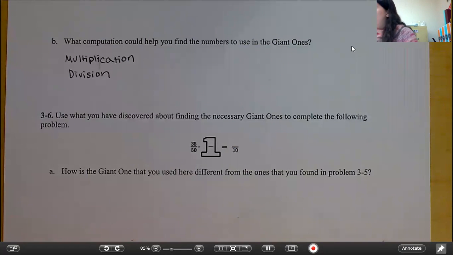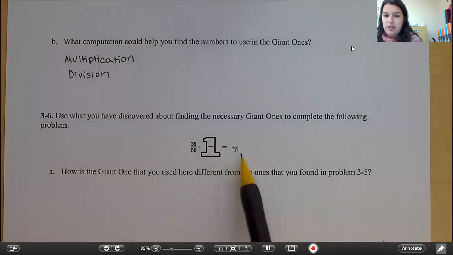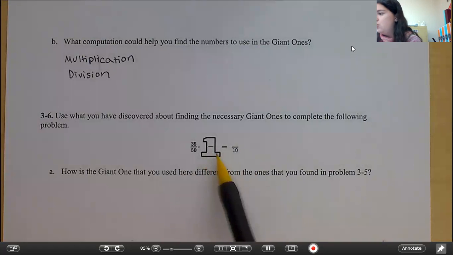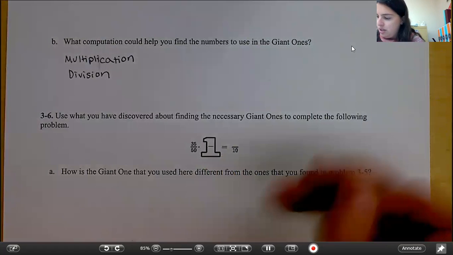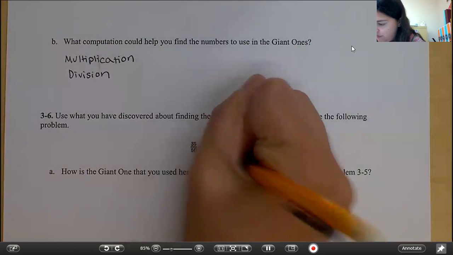Okay, so hopefully you could ask yourself, okay, 10 divided by 50 gives me what? Well, it's going to give you a fraction. So it should have given you 1/5.